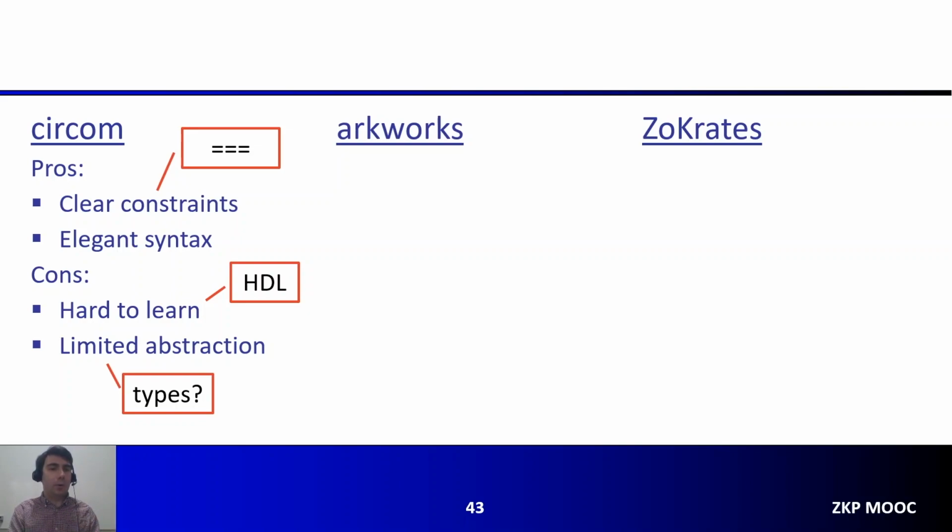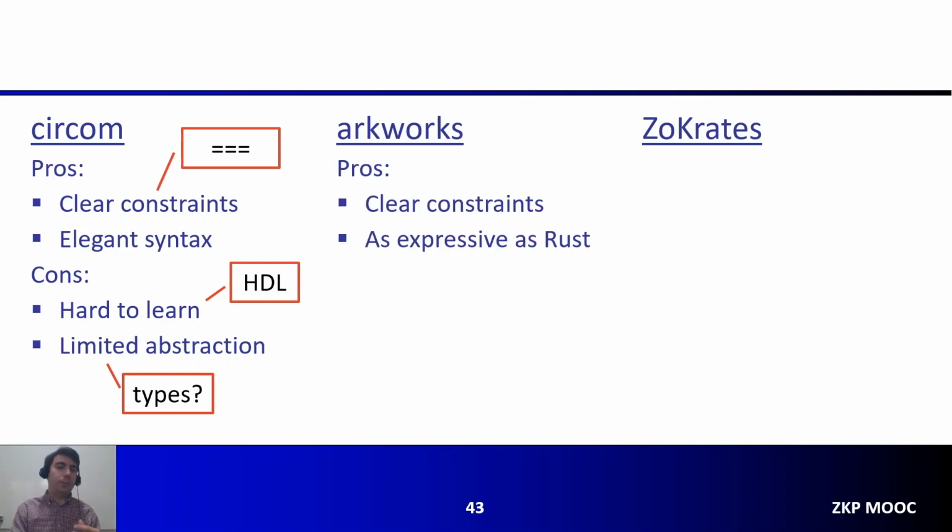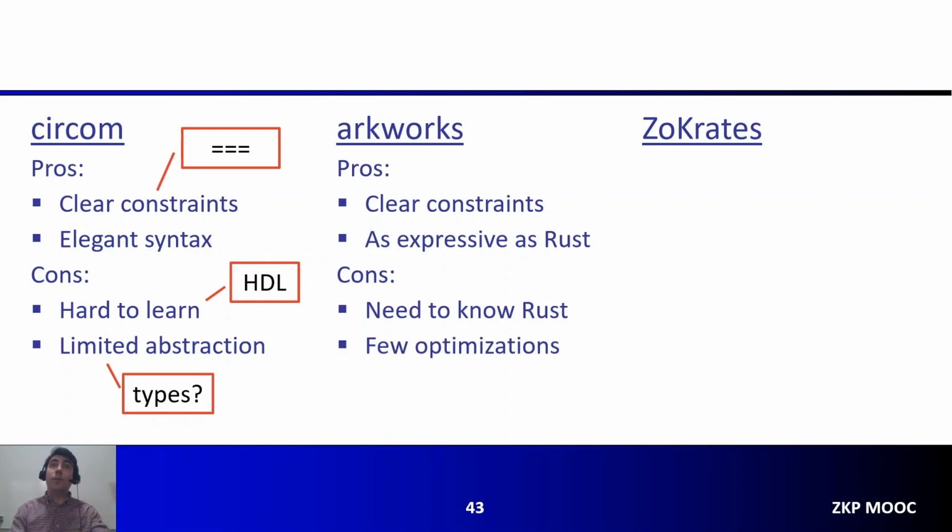Now let's talk about ArcWorks. The pro of using ArcWorks is essentially that it preserves the clear description of constraints that Circom has, but it gives you all the expressiveness of a language like Rust. And in general, whenever you're using a circuit synthesis library, you have all the expressiveness of the language that the library is written in. The con is, of course, that you need to know that language, so you need to know Rust or whatever other language the library is written in.